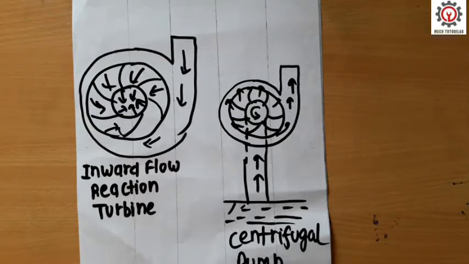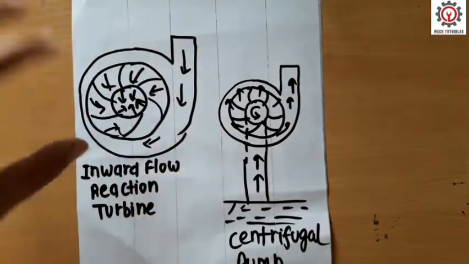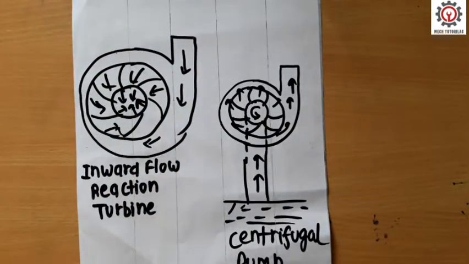If we know how water flows in a reaction turbine and how in a centrifugal pump, it is just a reverse process. Water flows inwardly in a reaction turbine and outwardly in a centrifugal pump. We have the expression for work done for the reaction turbine, so we can reverse that expression and easily derive an expression for work done by centrifugal pump on water.